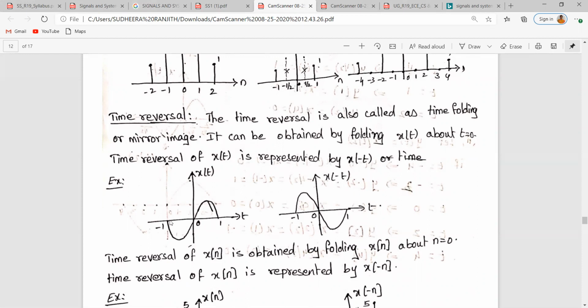This is how it looks like. So x of minus t plot cheyali ante, the signal defined for positive values of t should be drawn at negative values of t, and the signal defined for negative values of t should be drawn at positive values. Or simply, let us multiply the time scale by the factor of -1.